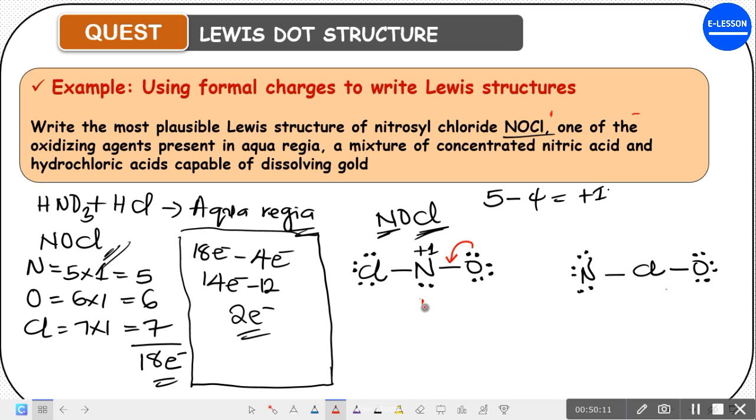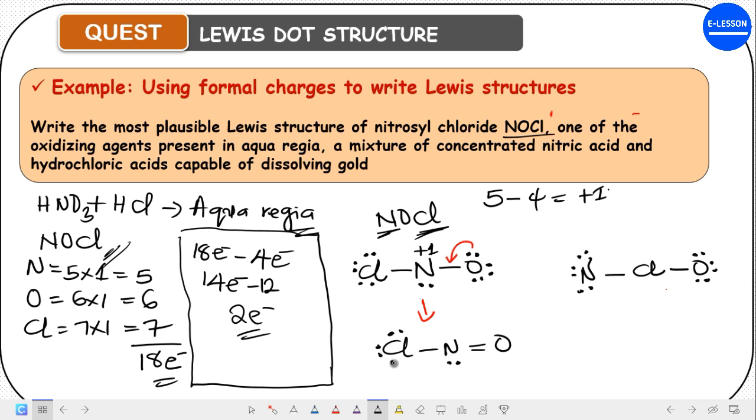The new structure will be now Cl, nitrogen, double bond, oxygen. We'll have the 2 lone pair. Then this will also have whatever that we have here. All right, and then this 2 will be remaining because you've carried this one here. All right, so in total now nitrogen has 5 valence electron minus.